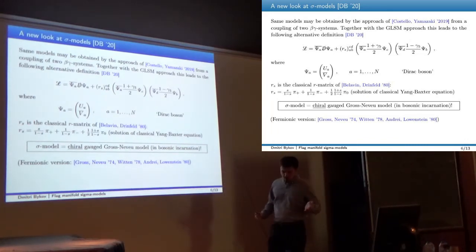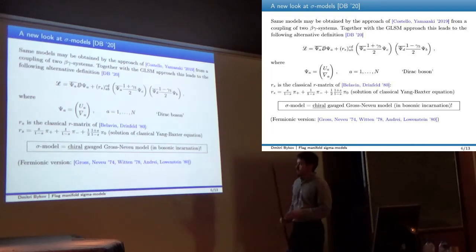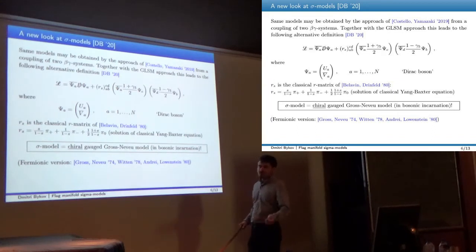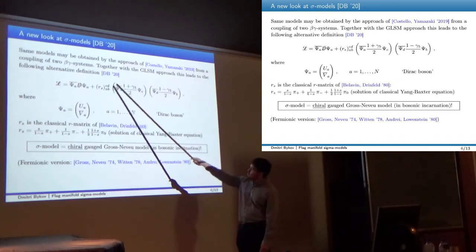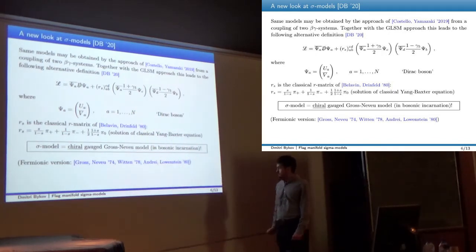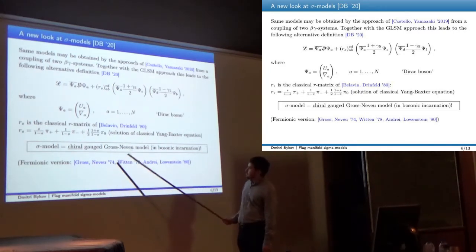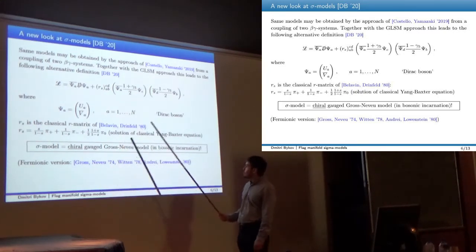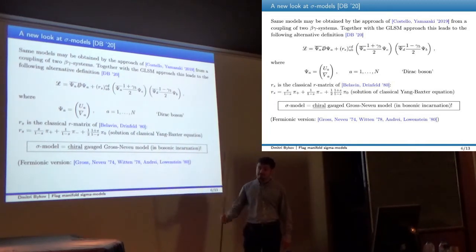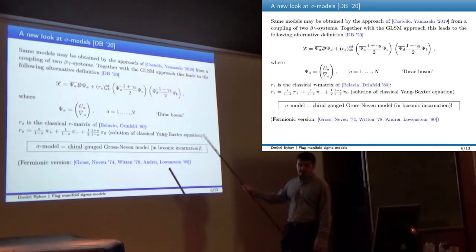Well, the claim is that all these flag manifold models, and I should maybe say that flag manifold models include the CPN model, the Grassmannian model, all these well-known models, are actually examples of chiral gauged Gross-Neveu models in bosonic incarnation. So the Lagrangian is just this. This is a chiral gauged Gross-Neveu model, known from the 70s. But usually in the 70s, people studied the situation where this was a fermion here. Here I call it a Dirac boson, a bosonic variable that looks like a fermion. But the Lagrangian is exactly the same.